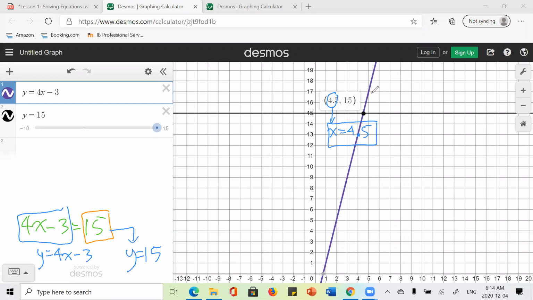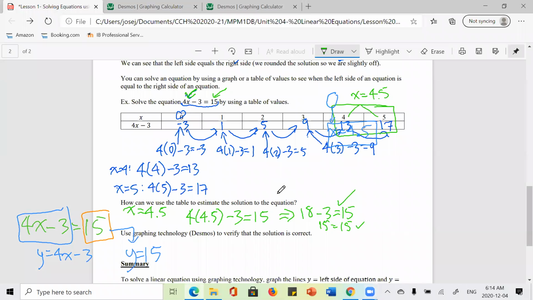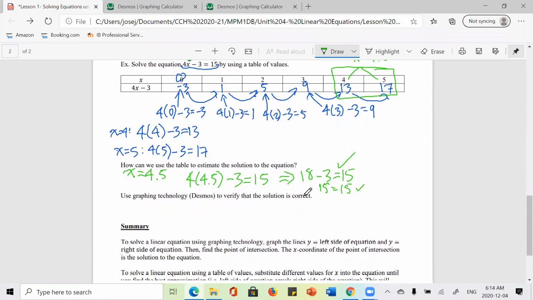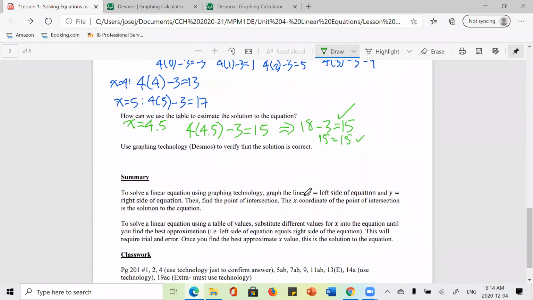So in conclusion, I just want to clarify a couple of points. I think the majority of the work of this handout you should be able to do on your own. It should be pretty easy. In this next section, you're simply going to graph y is equal to 4x minus 3 on one line, and on the second line, you're going to graph y is equal to 17. Then you're just going to find out where the two lines meet.